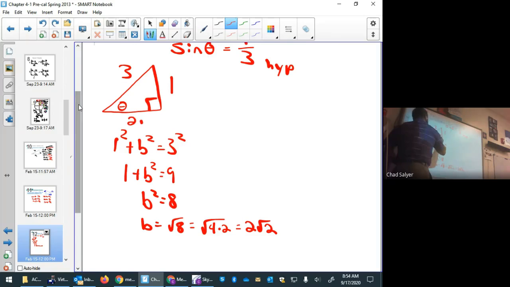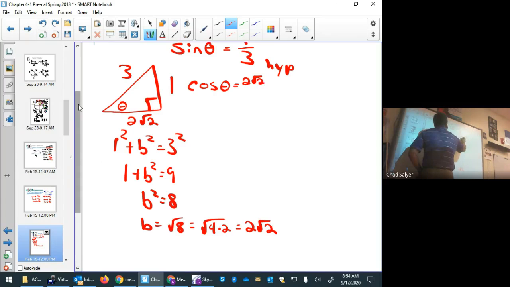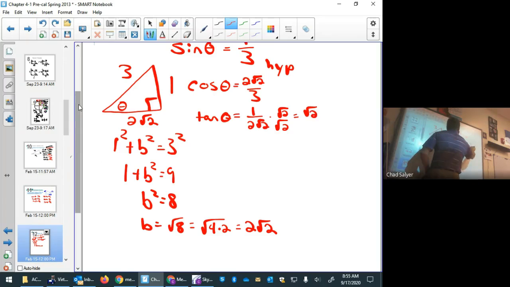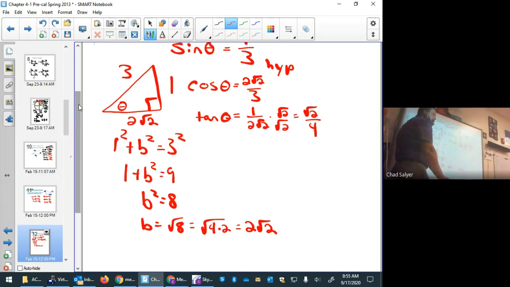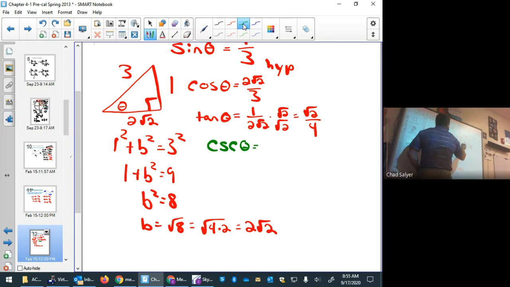So I have 2 on the square root of 2 for this side, which means the cosine of theta is going to be 2 on the square root of 2 to 3. The tangent of theta is going to be 1 over 2 on the square root of 2. And if I rationalize, I'm going to get square root of 2 over 2 times the square root of 2 times the square root of 2, which is 4. And then the cosecant is going to be 3 over 1, which is just 3.